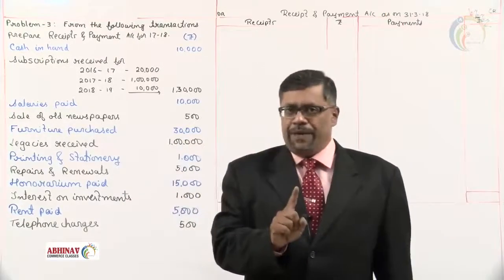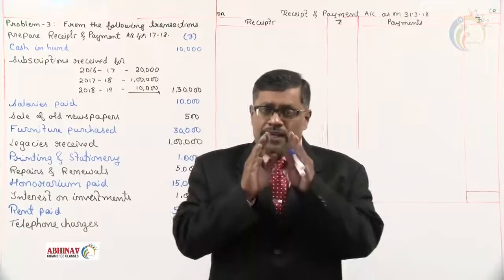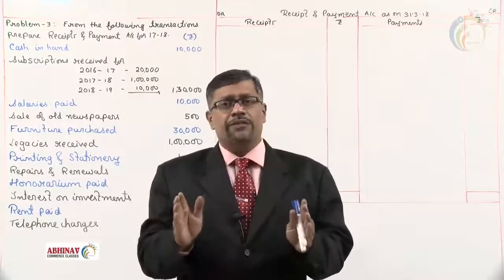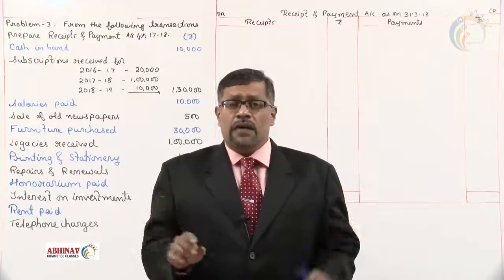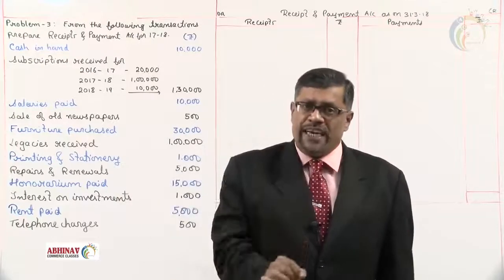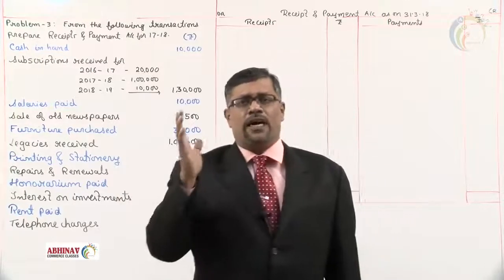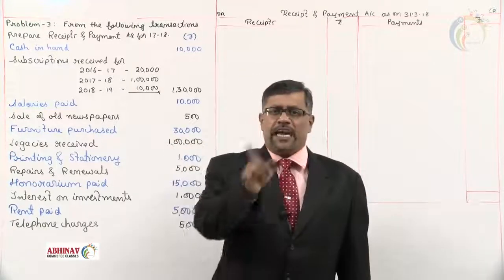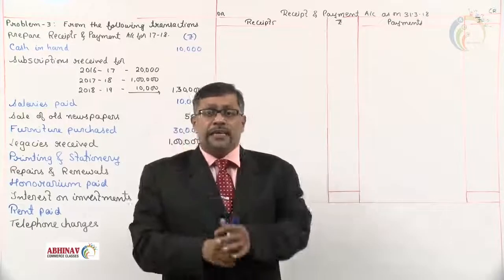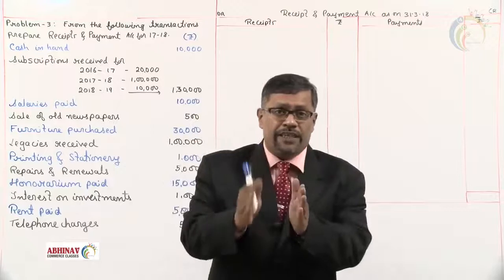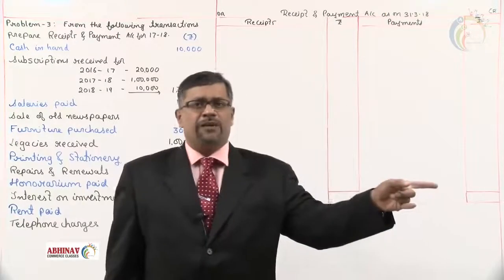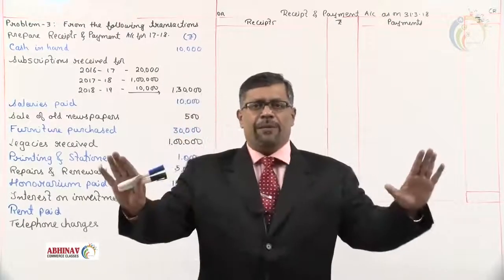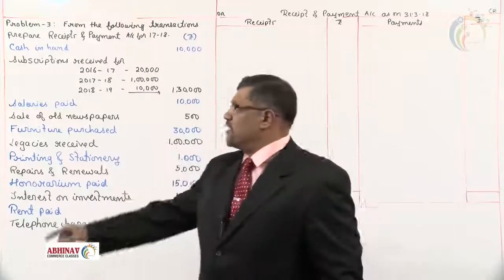In a receipt and payment account, whether the item is capital or revenue is immaterial. Wherever cash flows in or out, that is to be entered in the account, irrespective of whether it is capital or revenue in nature. The capital and revenue bifurcation we need when we prepare the income and expenditure account, not the receipt and payment account. Let's see the first transaction.